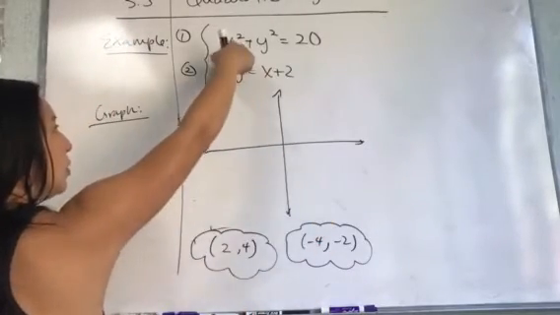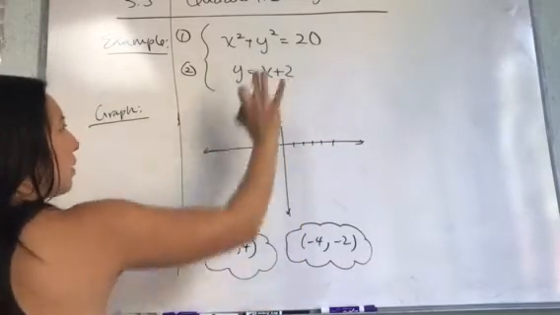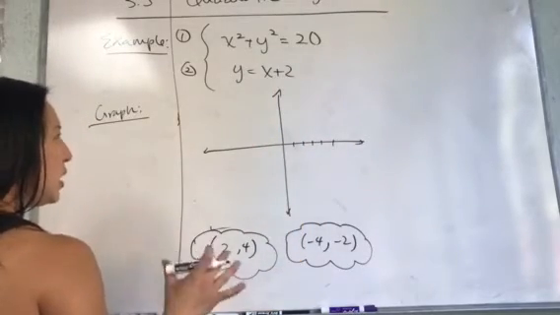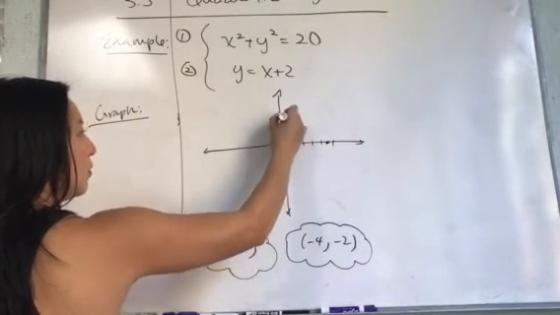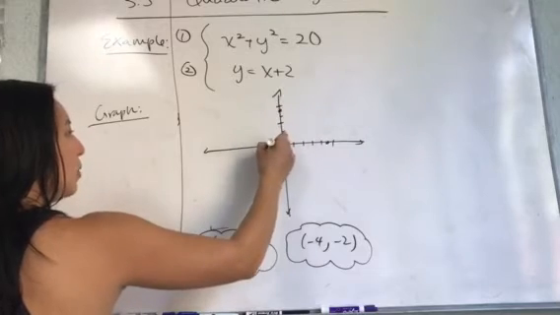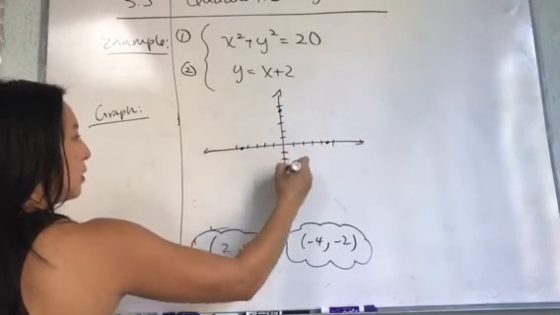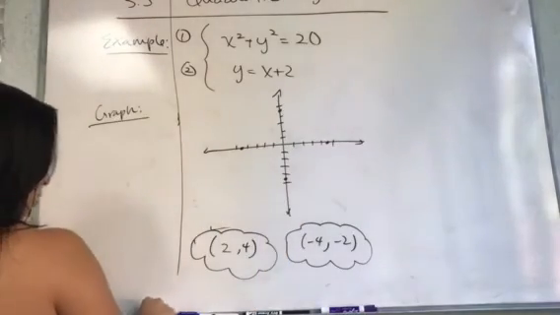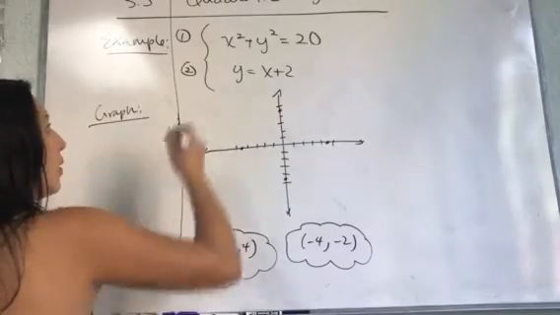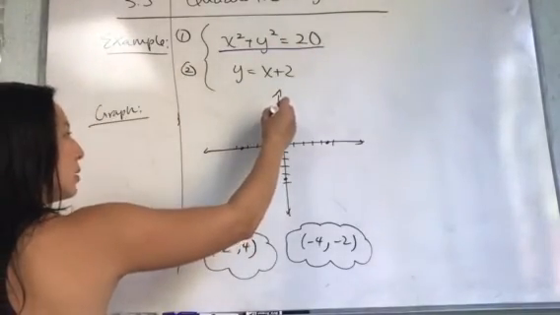I know that this first equation is going to be a circle that has a radius of root 20, which is between 4 and 5. Okay, 1, 2, 3, 4, 5. It's going to be around here. Around here. And somewhere around there. Quick sketch, super quick sketch. So if I were to graph the equation of the circle, it is going to look something like this.